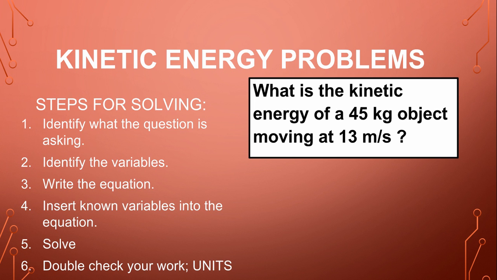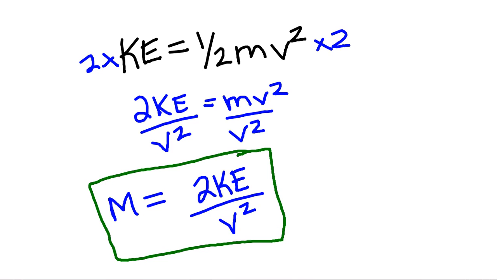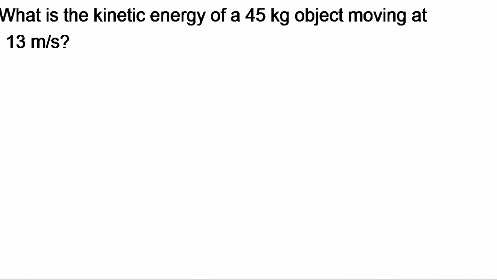We have the problem. What is the kinetic energy of a 45 kilogram object moving at 13 meters per second? So let's flip to a whiteboard here where I have this problem written out for me. Step 1 is to identify what the question is asking. I'm going to look for the word what, and I'm going to see what follows it. This question is asking me to identify the kinetic energy. So every single time, I'm going to start by identifying what the question is asking. I'm trying to find kinetic energy. So right now, this is a question mark for me.